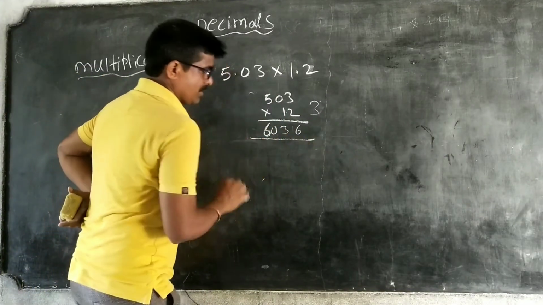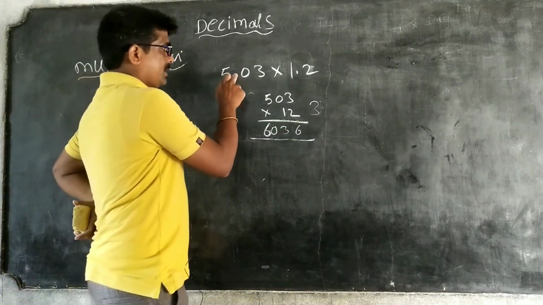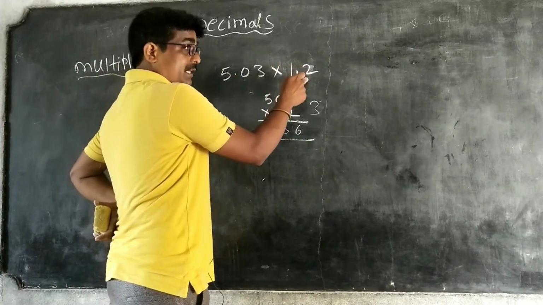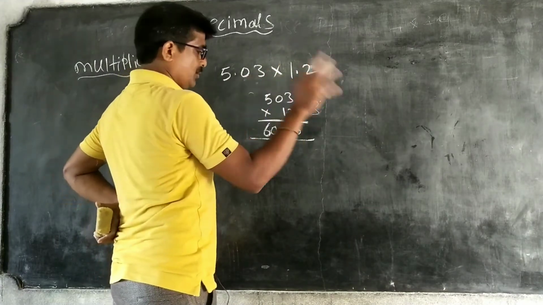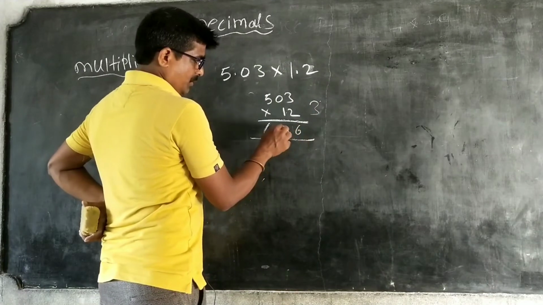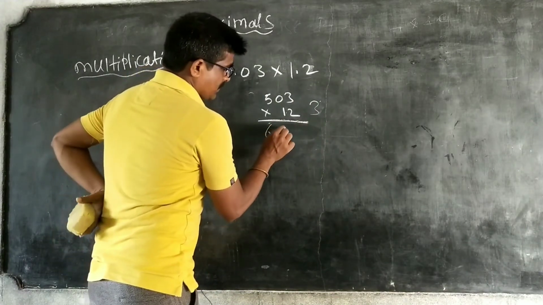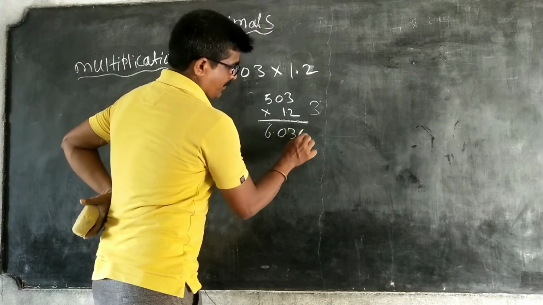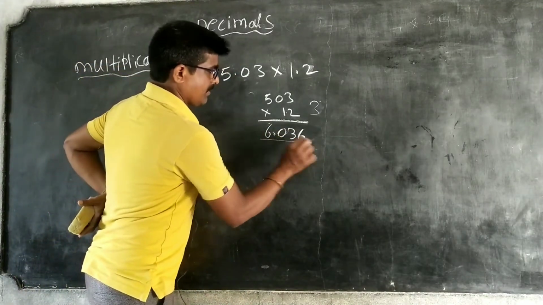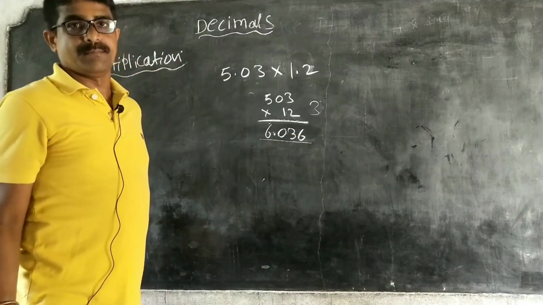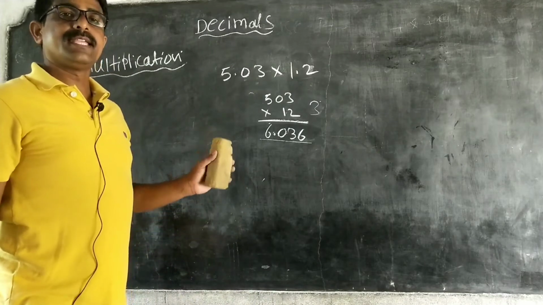Now the multiplication is over. Now we are placing the point. After the 1 there is the 2, and again here that is equal to 3. Total, count only these, that is equal to 3 decimal places. Now 1, 2, 3. Therefore you have to write 6.036. This is for multiplication, the easy method.